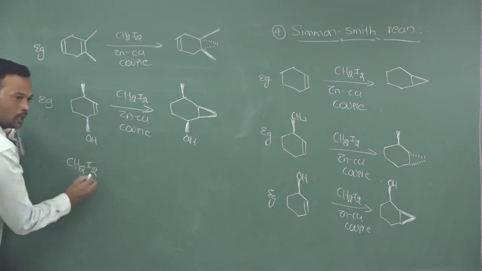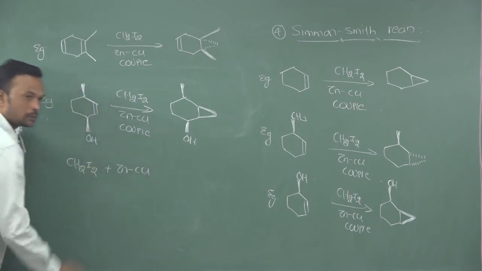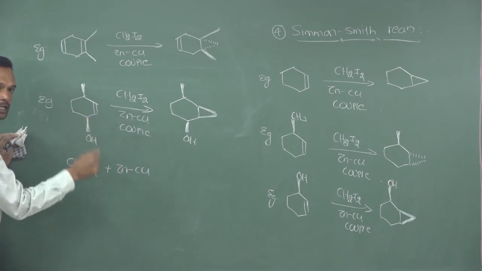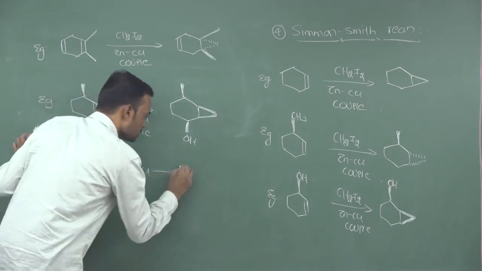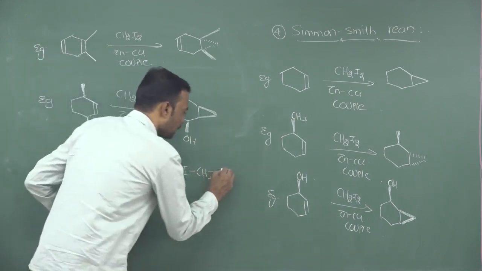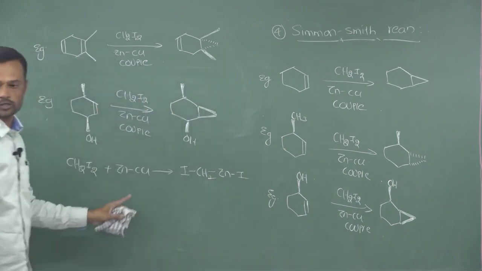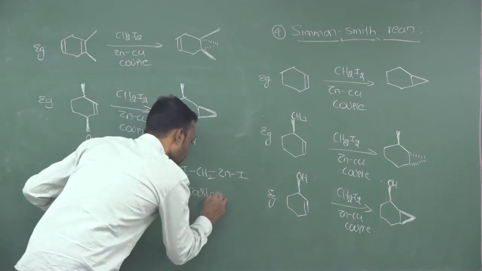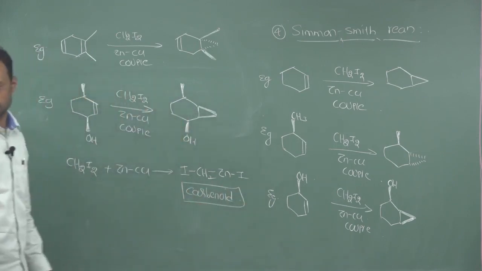See, diiodomethane is combining with copper activated zinc. That is the meaning of zinc copper couple: copper activating zinc, or copper activated zinc. Now in this case, iodine is inserted between zinc and carbon. So this is called iodomethyl zinc iodide. What is this? Iodomethyl zinc iodide. This is also called a carbenoid. Remember, it is an OMC.